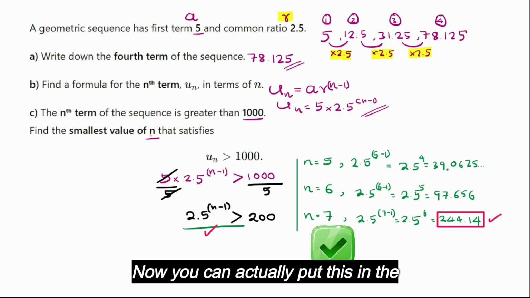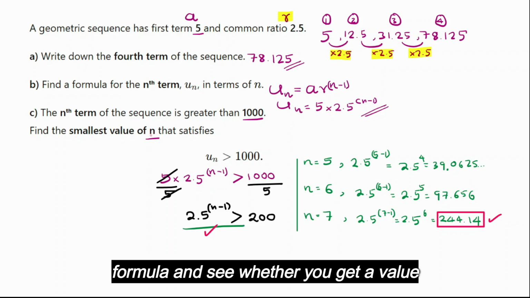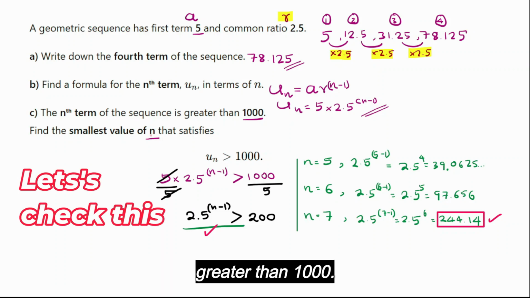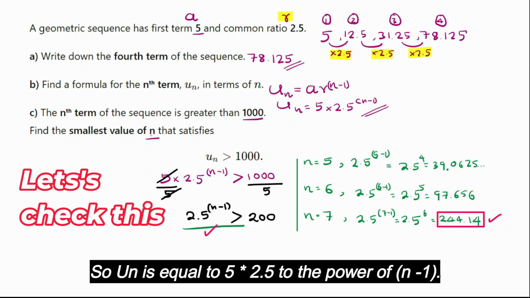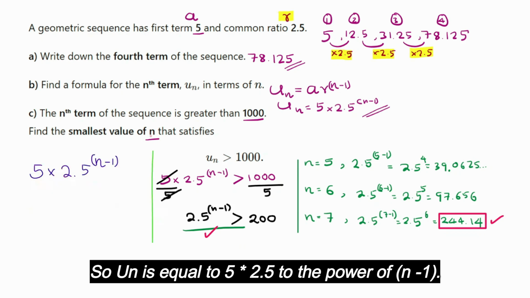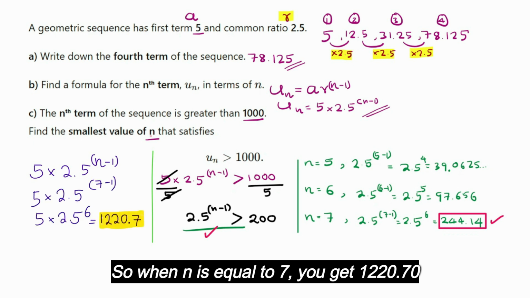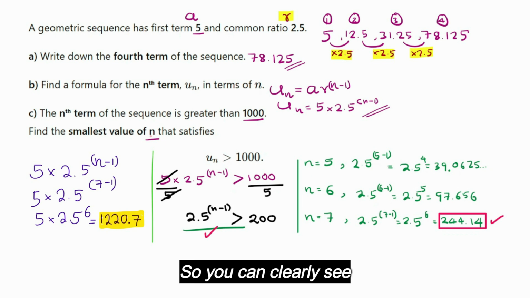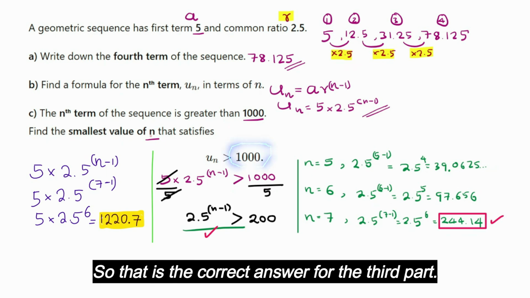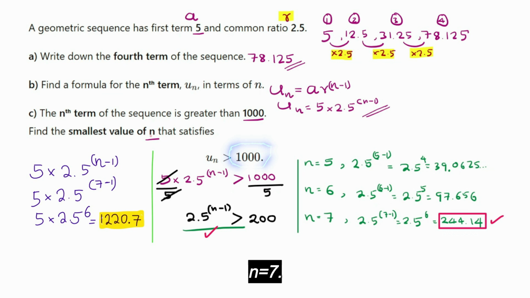Now you can actually put this in the formula and see whether you get a value greater than 1000. Let's do that as well. So un is equal to 5 times 2.5 to the power of n minus 1. When n is equal to 7, you get 1220.70 something. So you can clearly see this one is more than 1000. So that is the correct answer for the third part: n is equal to 7.